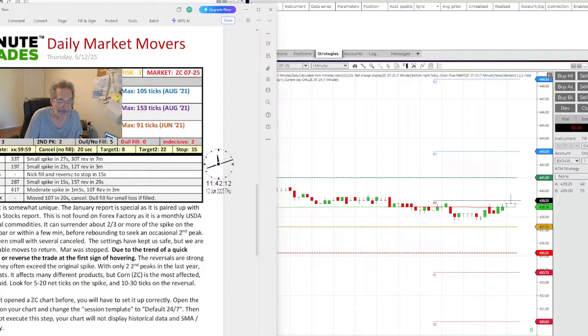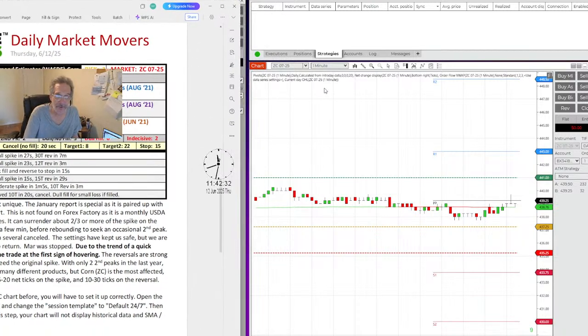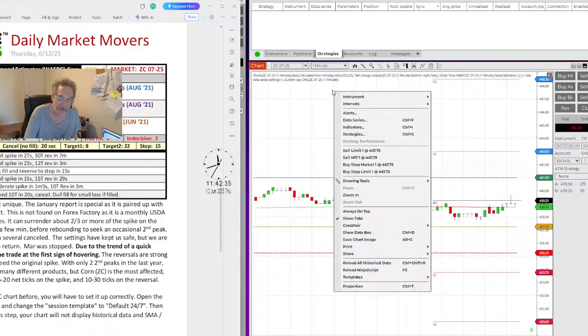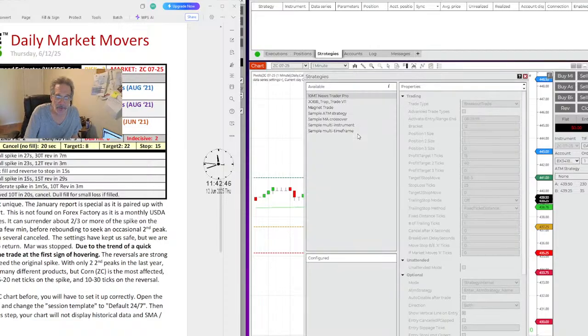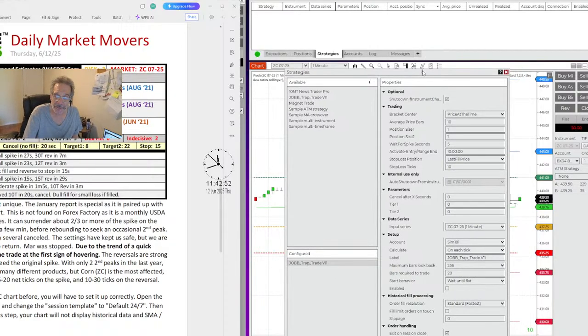It's an 8-tick bracket, targets of 8 and 22 with a stop of 15. That's the breakout. I like the trap. Corn often reverses on this news. We're past the planting season, so I don't think we're going to get an anomaly kind of report. So I'll give it a shot.